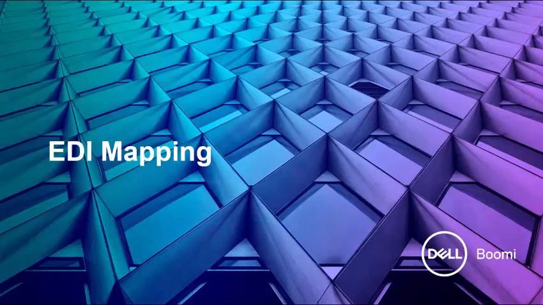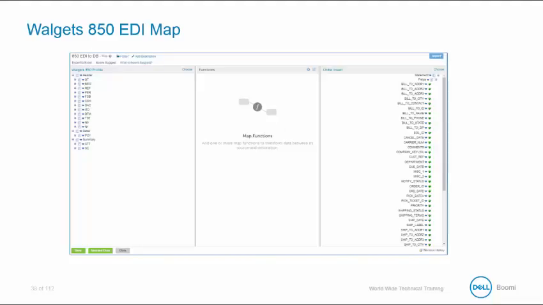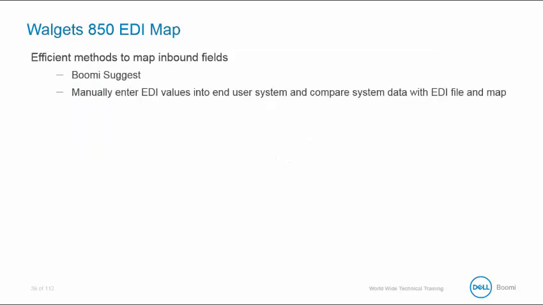Now it's time to discuss best practices when mapping EDI. The 850 EDI profile is the source profile in your map. The next few slides will address how to map EDI fields. There are two methods when mapping an EDI.